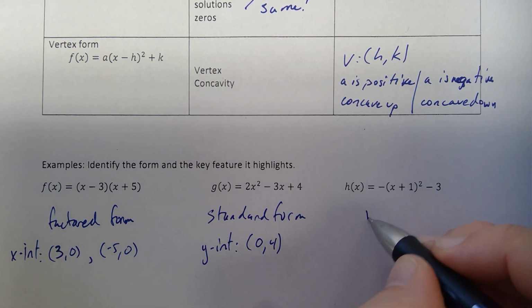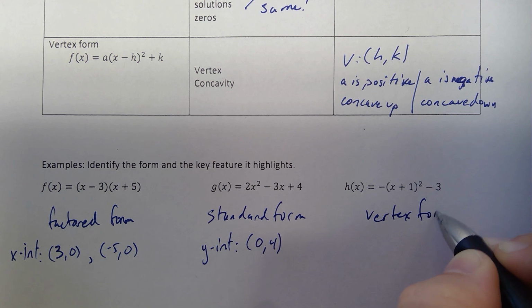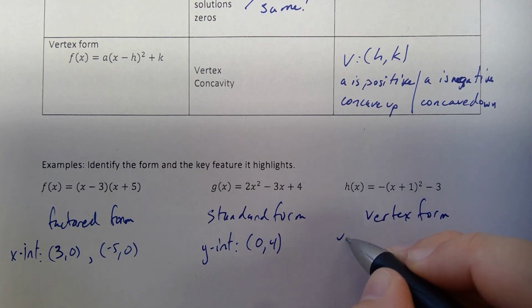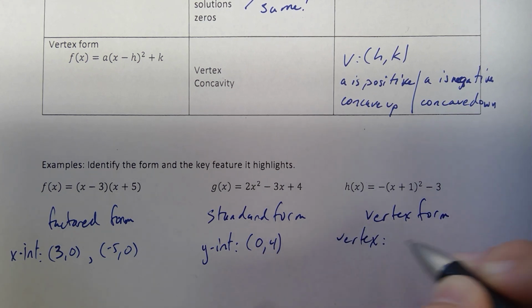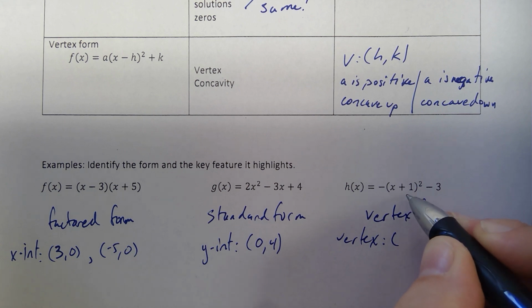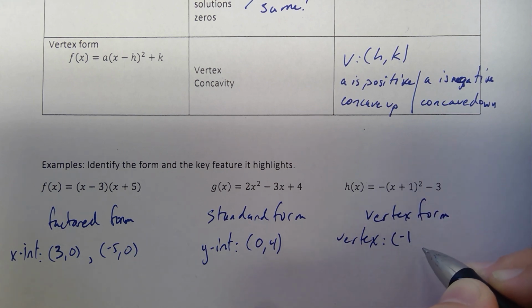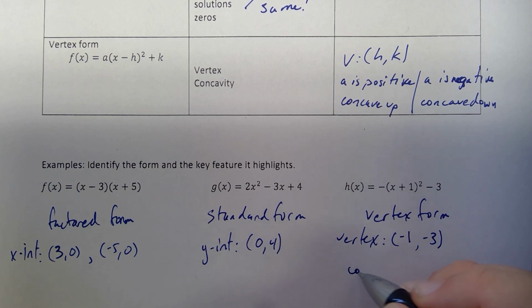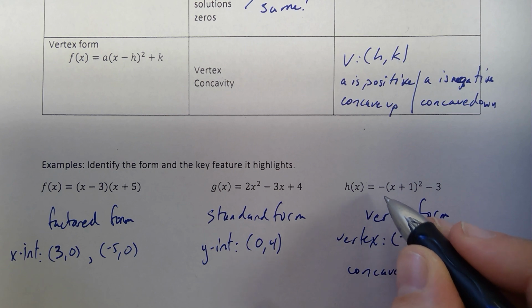Now for vertex form, we have 2 key features we can identify. First off is our vertex. It does the opposite of what we think it should do, so that's going to be negative 1, that's inside the function. So (negative 1, negative 3). And that's going to be concave down because of the negative out front.